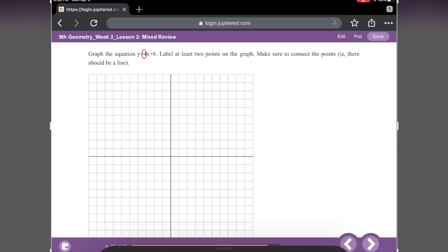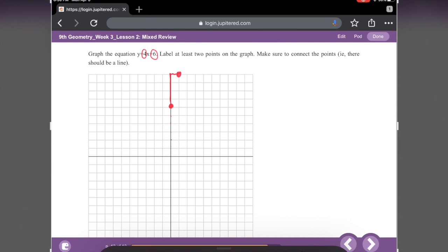The y-intercept that we have is 6. So we know that the graph of the line is going to cross the y-axis at, let's see, 1, 2, 3, 4, 5, 6. So right here. That's the y-intercept, positive 6. Okay, so it has a slope of positive 4, meaning it goes up 4 for every 1 that it goes over to the right. So that's going to be another point on the line.